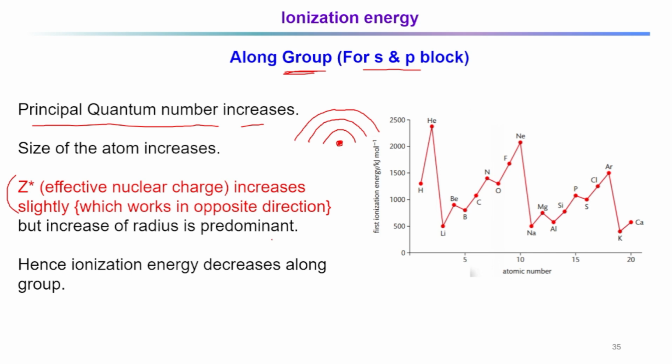And the increase of radius is predominant. As the radius is increasing, as these electrons are going far away from the nucleus, it will be easier to remove those electrons. For example, if we need some energy to remove this electron, and we have another orbit, it will be much easier to remove these electrons because this electron is further from the nucleus and this electron is closer to the nucleus, right? So this electron has lesser attraction to the nucleus. That's why it will be easy to remove this electron.